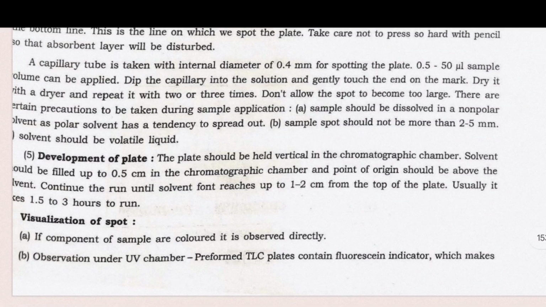Development of the plate. The plate should be held vertical in the chromatographic chamber. Solvent should be filled up to 0.5 cm in the chromatographic chamber and the point of origin should be above the solvent. Continue the run until the solvent front reaches 1 to 2 cm from the top of the plate. Usually it takes 1.5 to 3 hours to run.